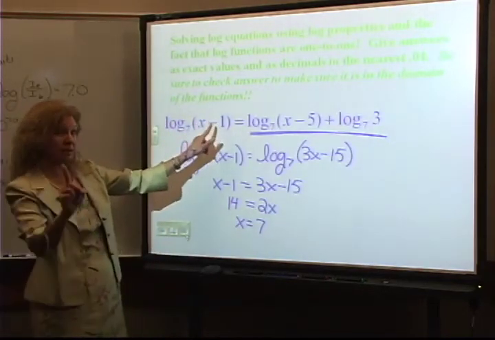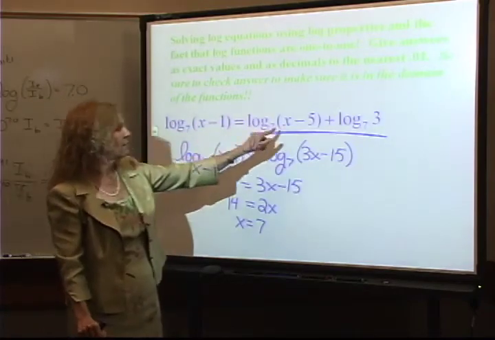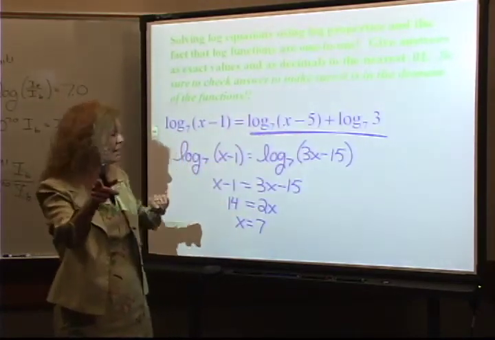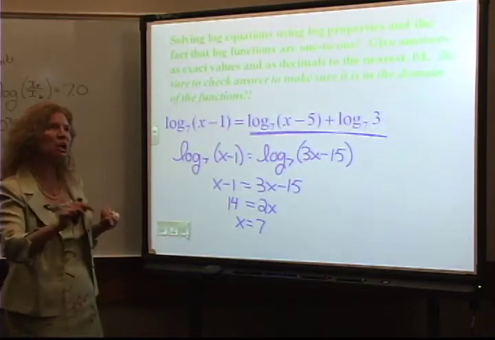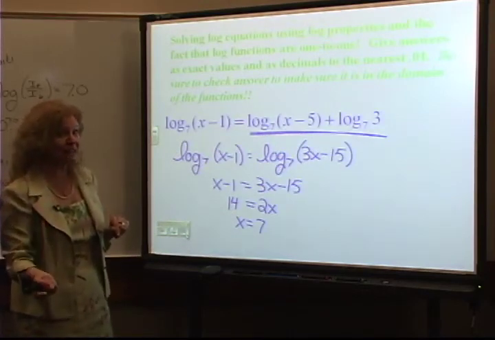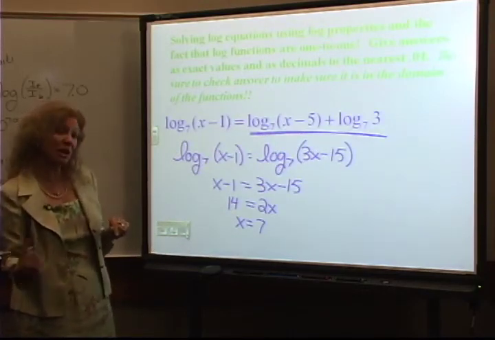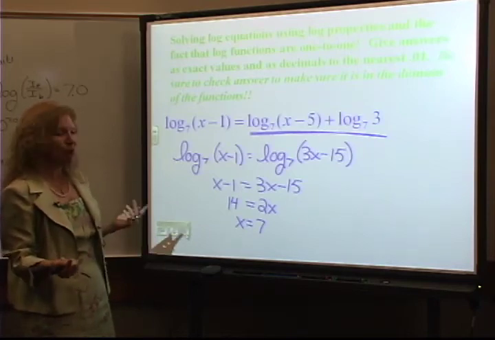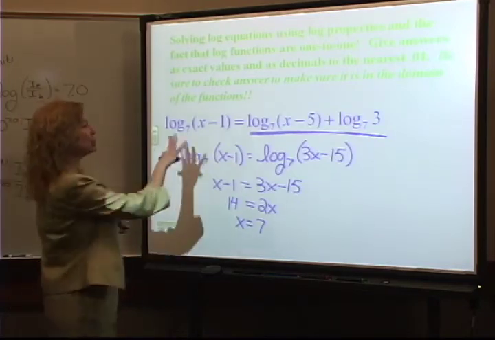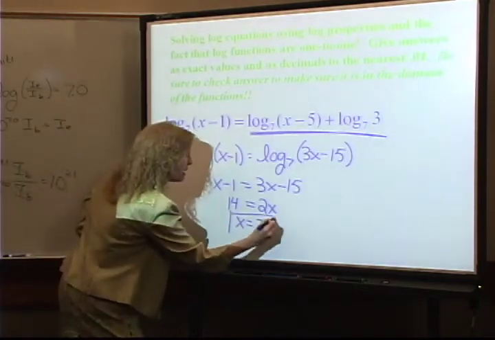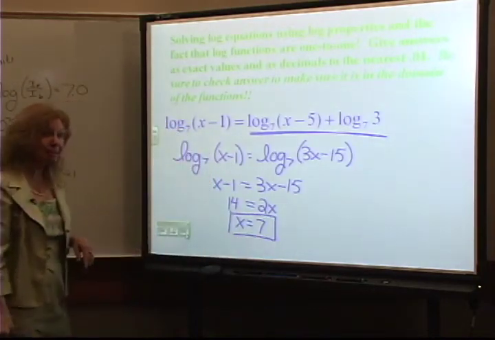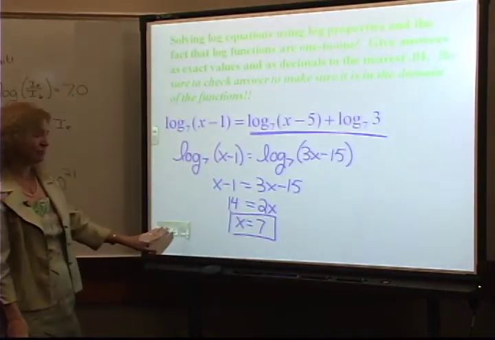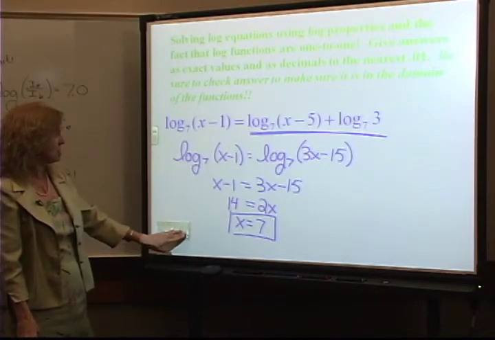7 minus 1 would be positive. 7 minus 5 would be positive, which means I do not automatically reject this answer. Now, do I know it's right? No, I'd have to check it by actually running these values, okay? But it is an acceptable answer. Okay?